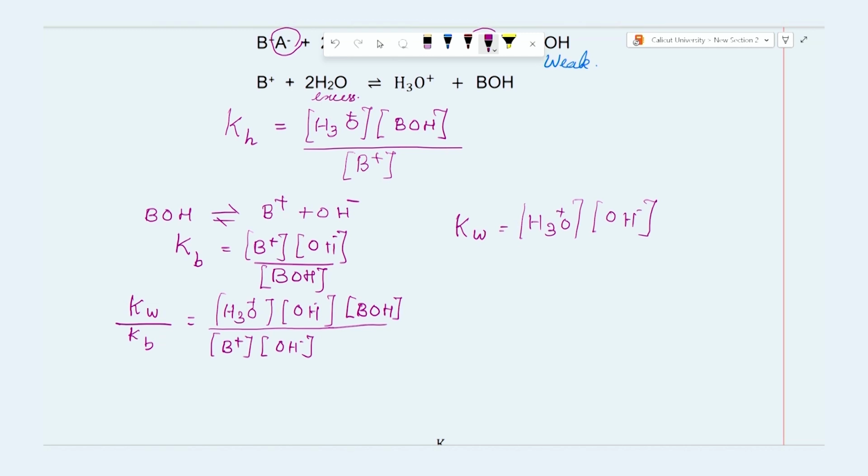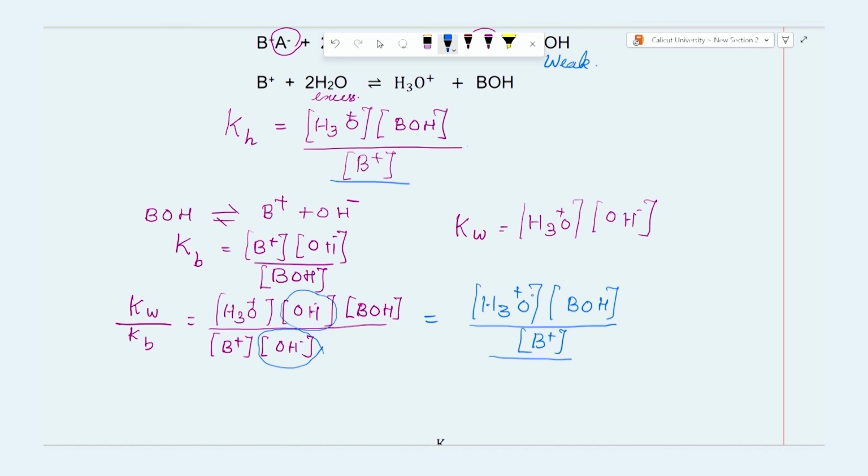Here we have common terms, so I will cancel them, that is OH minus in the numerator and OH minus in the denominator. So, these terms are cancelled and the equation takes the form H3O plus into the concentration of BOH, whole divided by the concentration of B plus. Now, just compare this equation with the KH of the solution. See, it is the same as what we have obtained now.